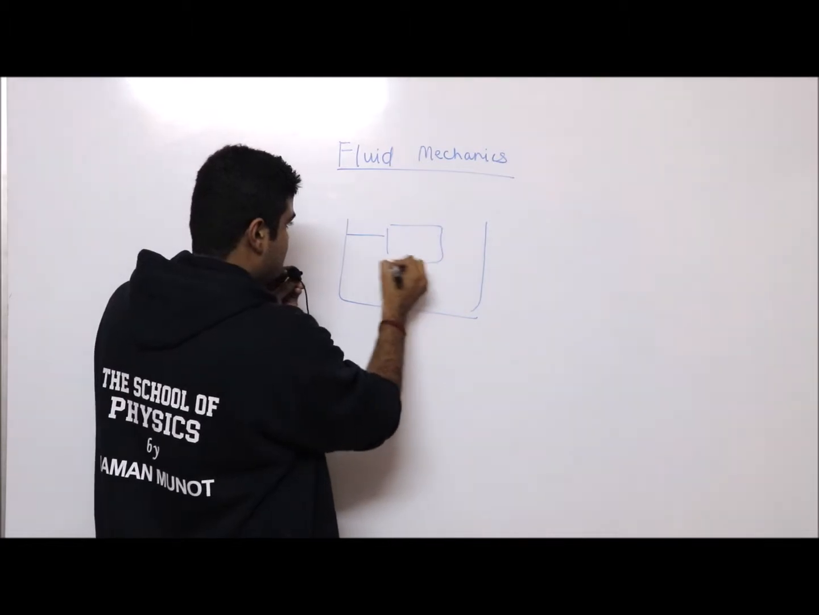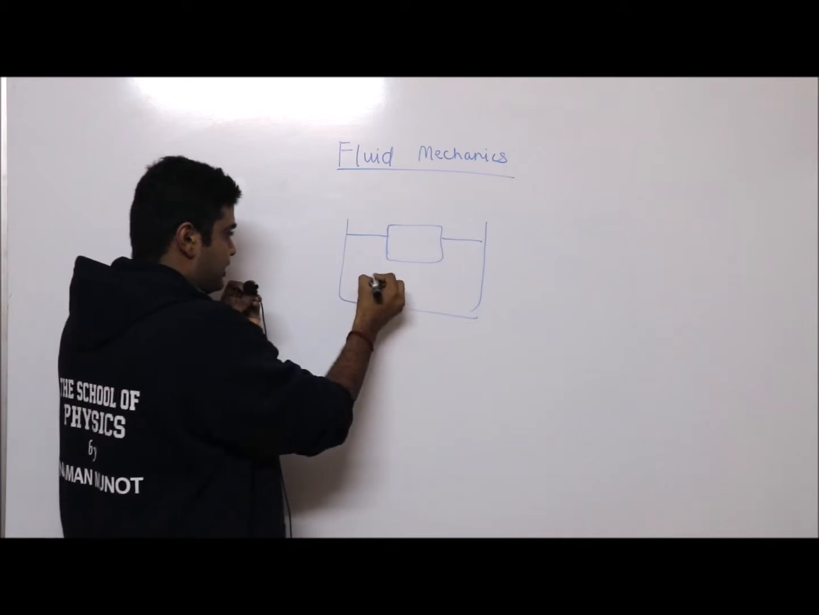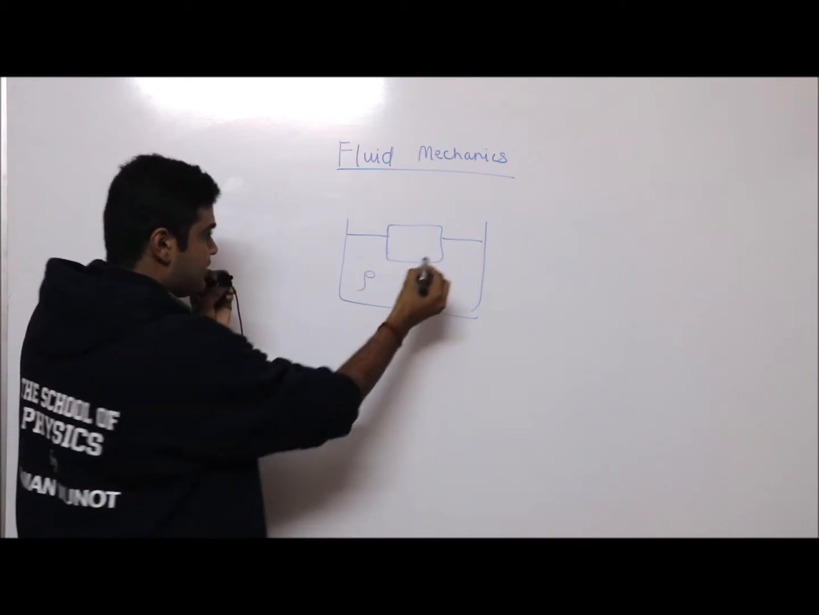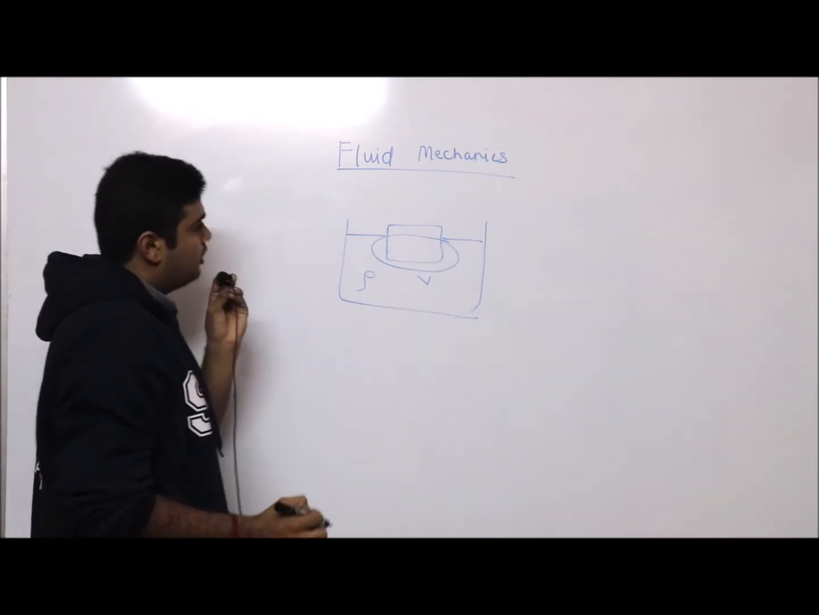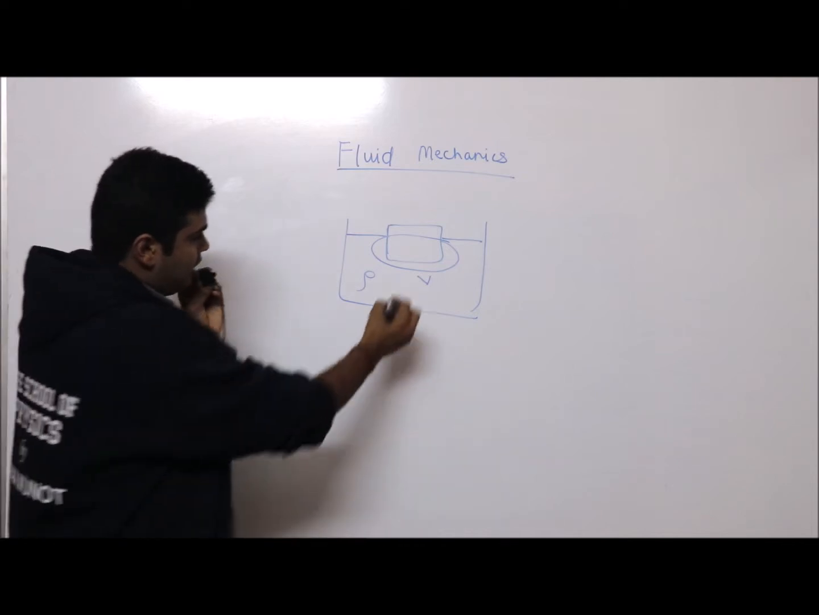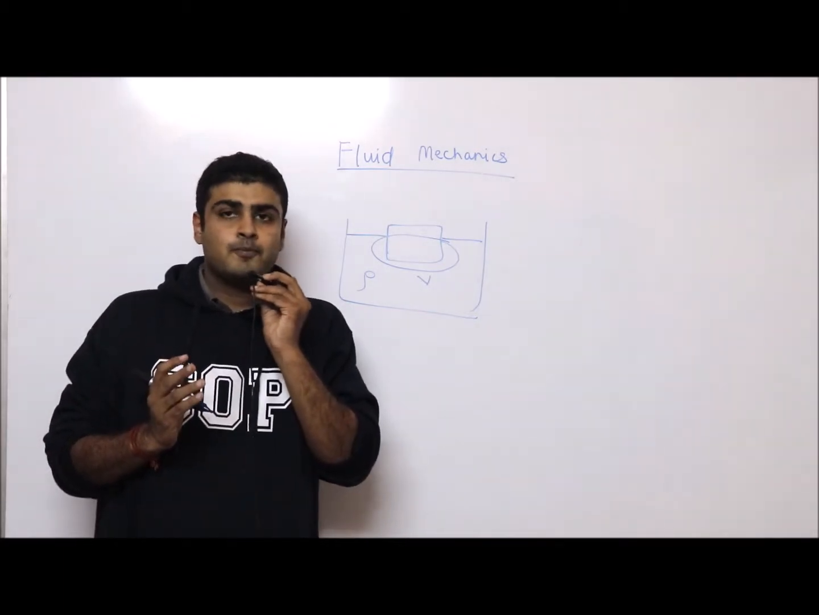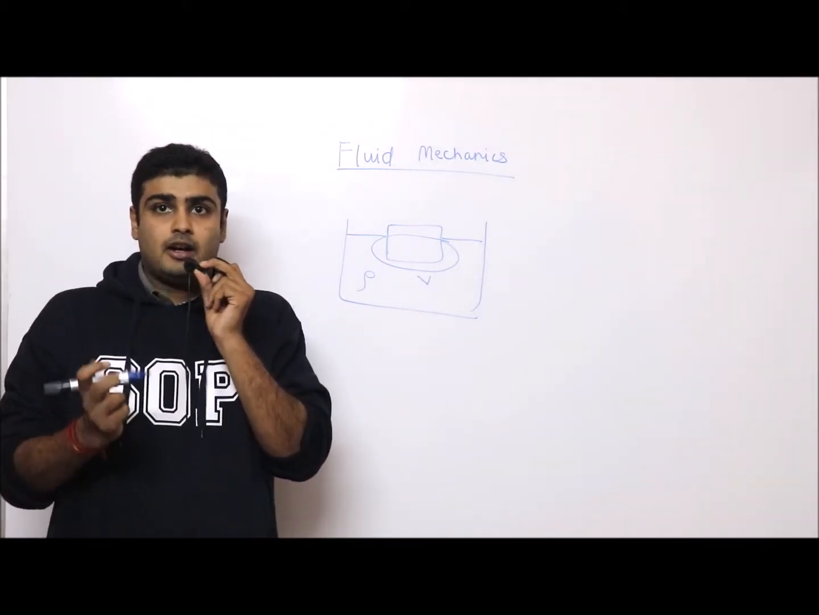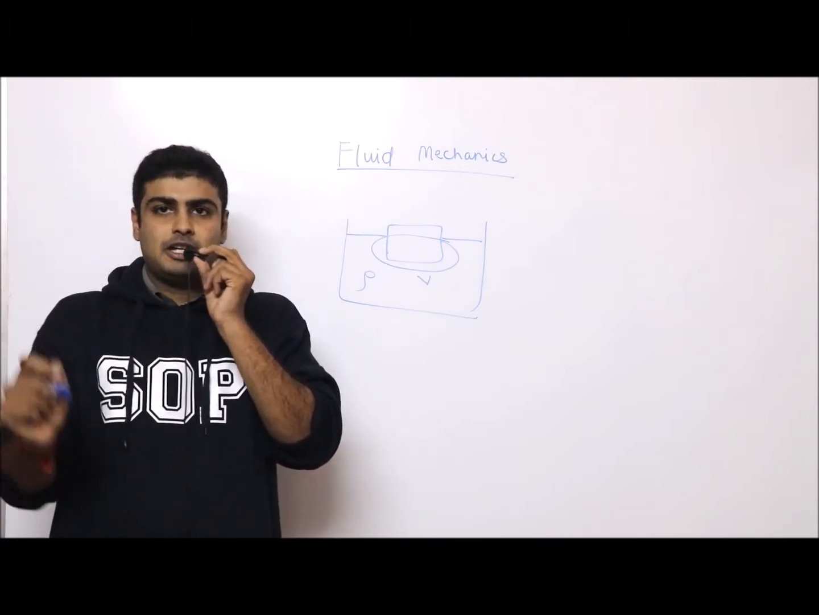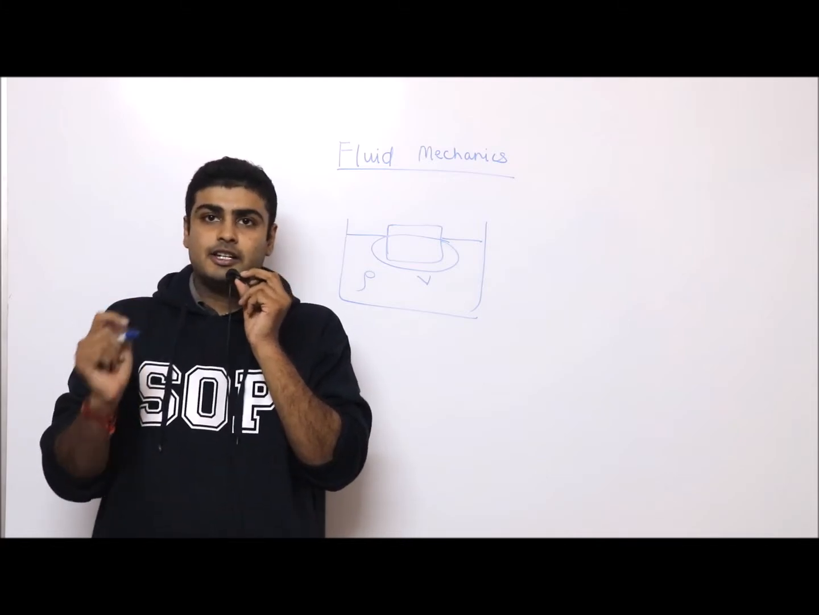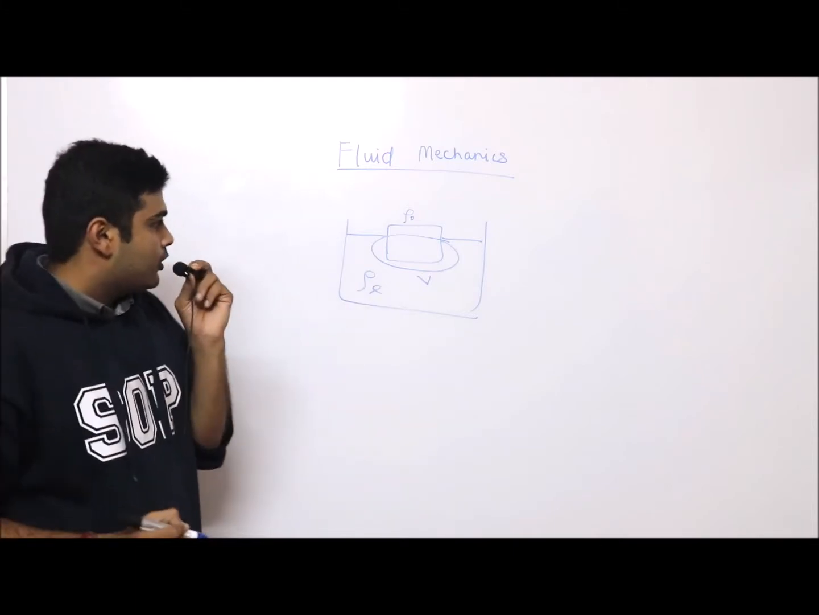Suppose I have this block immersed in a liquid of density rho. This is the volume of the block which is immersed, say V, the volume of the block immersed inside the liquid. So buoyant force is equal to the weight of the liquid displaced. Weight not of the object but of the liquid displaced. So the density that we'll use, the density rho, will not be rho of object, it will be rho of liquid.